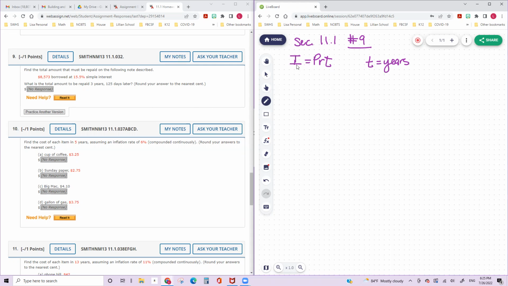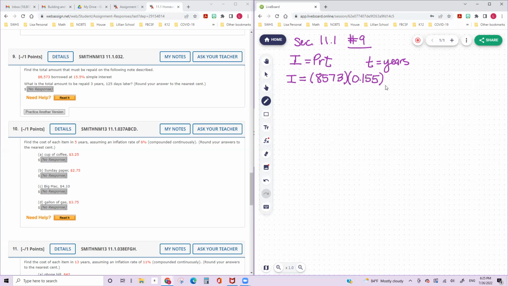All right, so what we have to do is find the interest. Once you find the interest, you can add it to the principal, and that's the total amount that's going to be repaid. So we have to find the interest first. Let's pick out our numbers. The principal in this case is 8,573. The rate is 15.5%, so that would be 0.155.